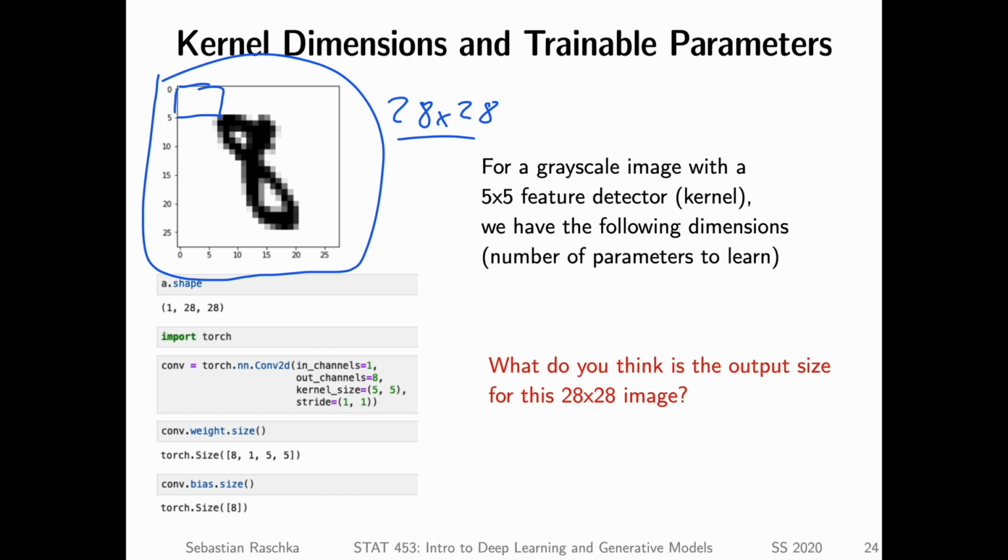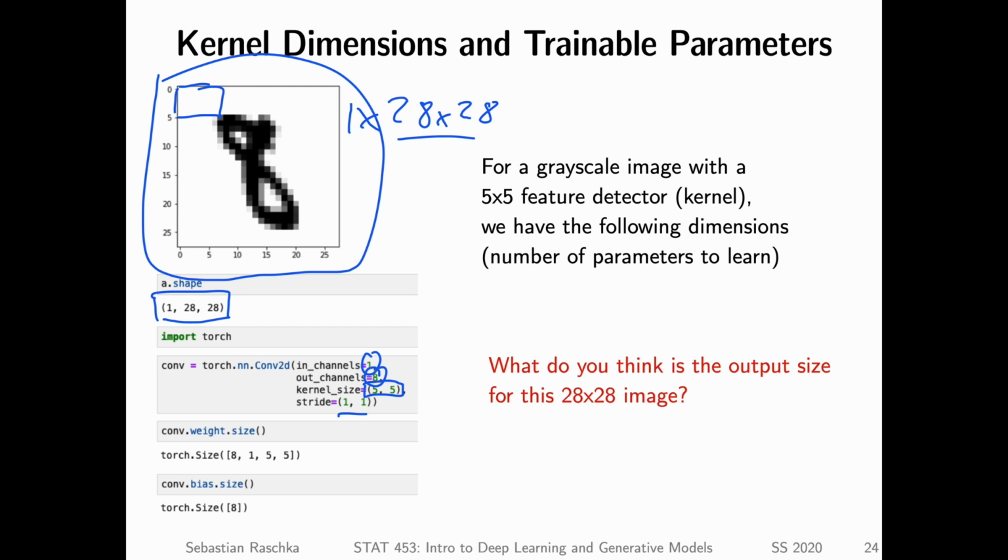In this case, I'm setting up a 5x5 kernel with stride 1. So it slides over the image 1 pixel position at a time. The number of input channels is 1 because this is a grayscale image. So we have 1 color channel, 1 times 28 times 28. And the number of output channels I choose, let's say, is 8. So it will create 8 feature maps.